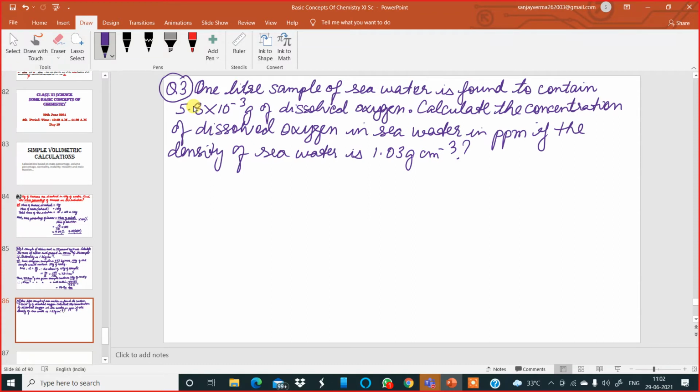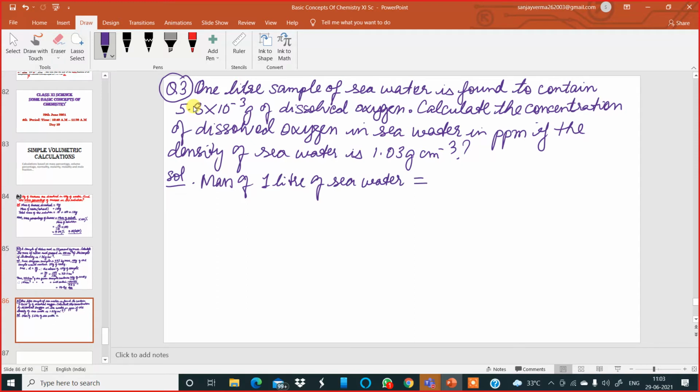I repeat the question once more. 1 liter of sample of seawater is found to contain 5.8 into 10 power minus 3 gram of dissolved oxygen. Now we are supposed to calculate the concentration of dissolved oxygen in seawater in parts per million. 1 million means 10 to the power of 6. I hope you still remember that. Now for the solution part, we have to find the mass of 1 liter of seawater.